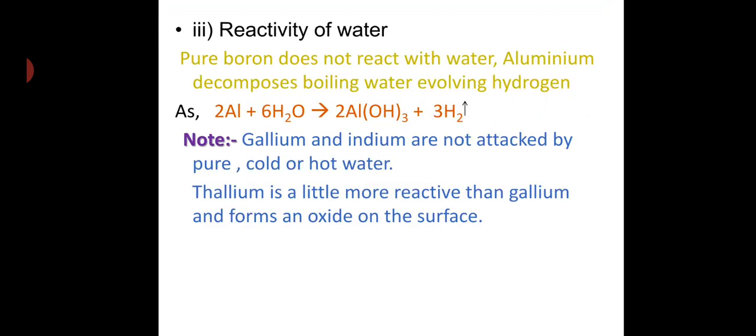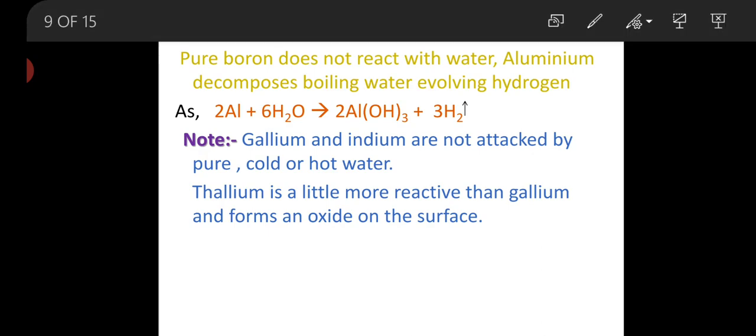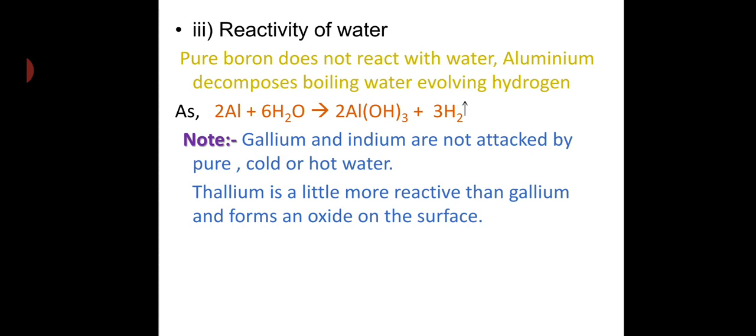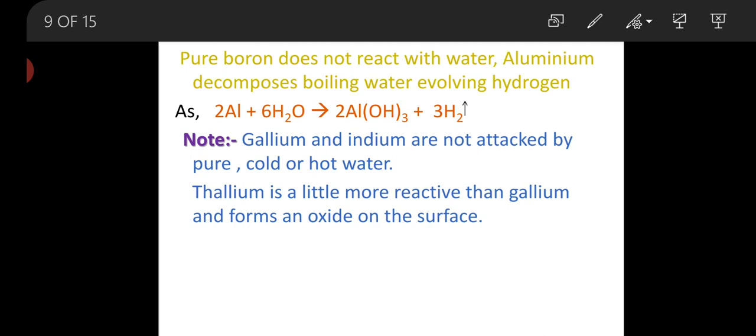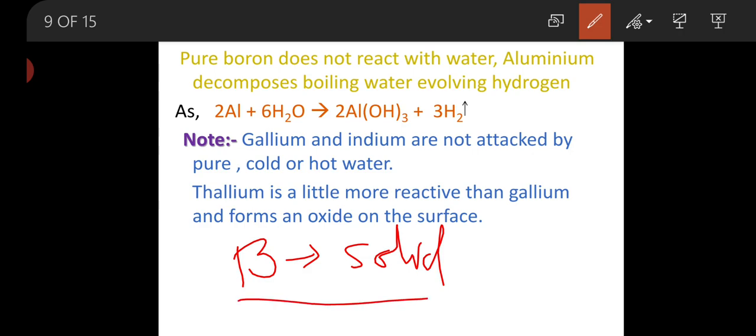Okay, now the third chemical property is the reaction towards water molecules. When a group 13 element reacts with water, it forms a hydroxide. But before starting the formation of the metal hydroxide, it is clear that boron is a solid, but boron in solid form is unreactive, meaning it does not dissolve in water.